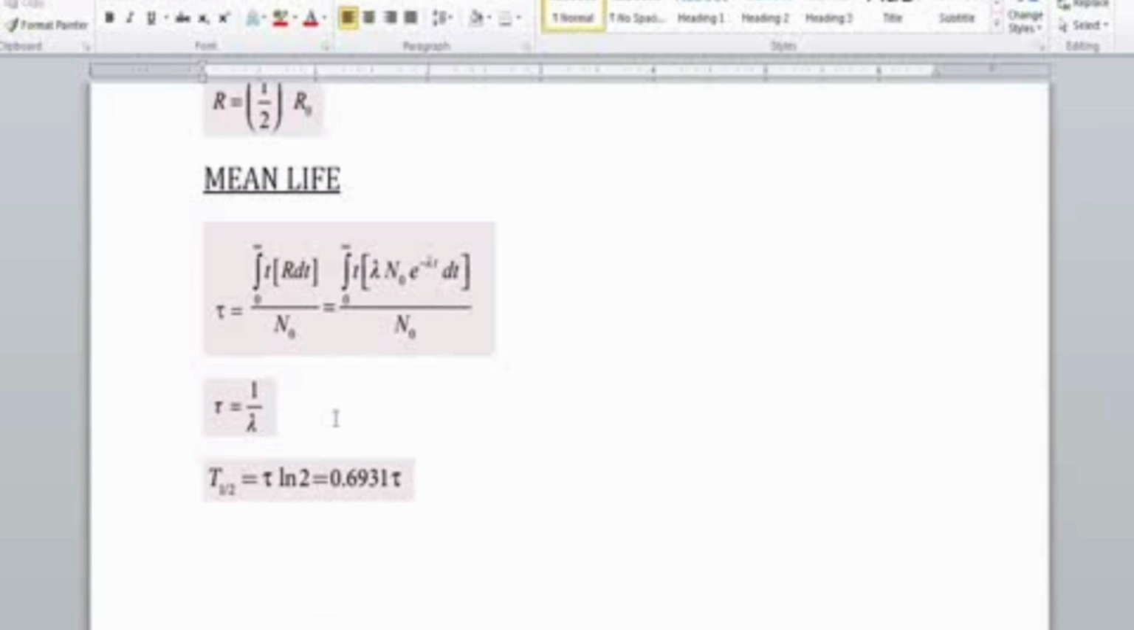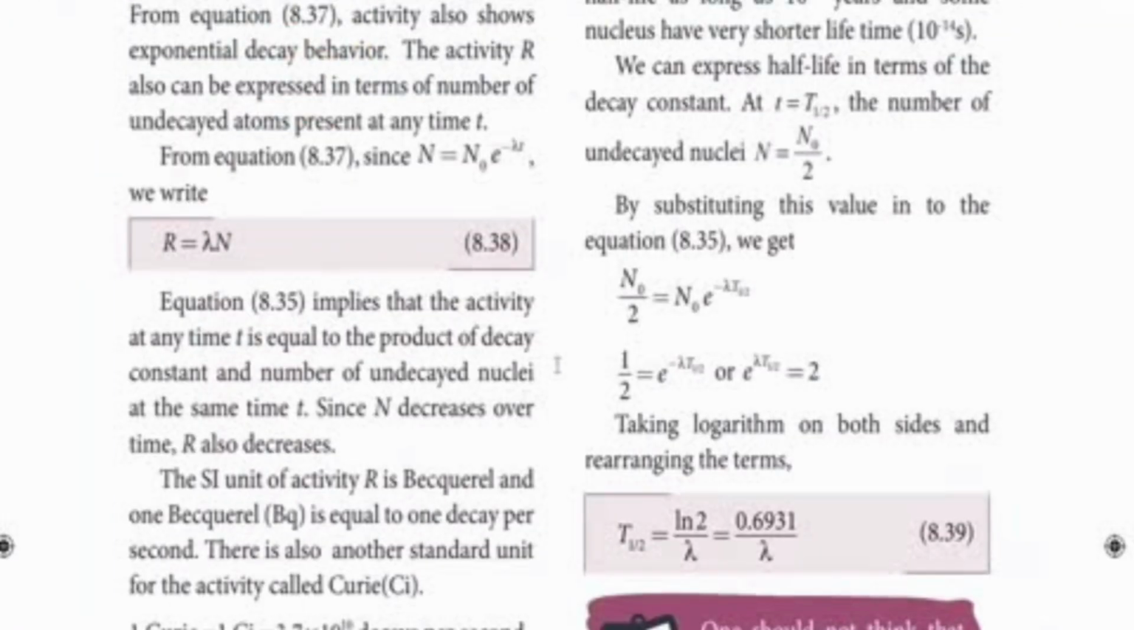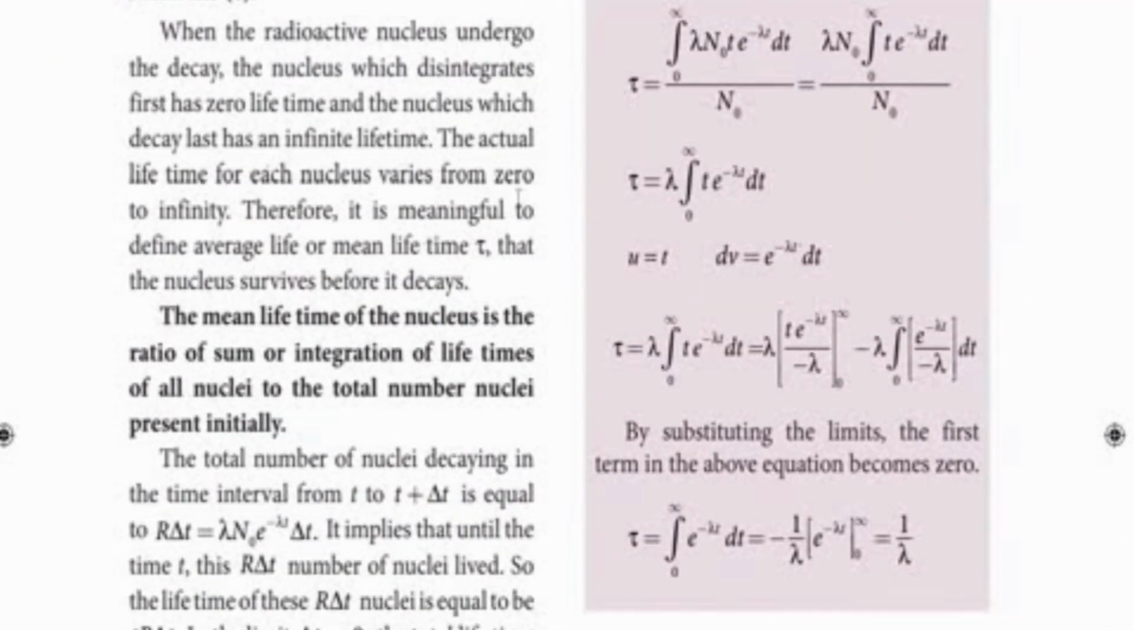Next one is mean life. Mean life is defined as follows: all the atoms take a lifetime of up to infinity. So to classify the atoms, a meaningful average value of lifetime is called the mean life. So the mean lifetime of the nucleus is the ratio of the sum of the lifetimes of all the nuclei to the total number of nuclei present initially.